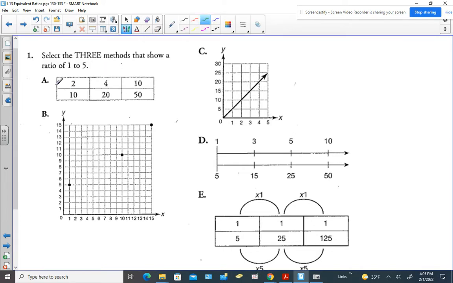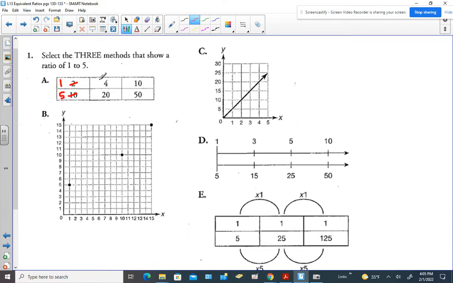So let's look at choice A and decide if we were to simplify all of these, would this be a 1 to 5 ratio? So let's divide both of these by 2. 2 divided by 2 is 1. 10 divided by 2 is 5. So that shows a 1 to 5 ratio.